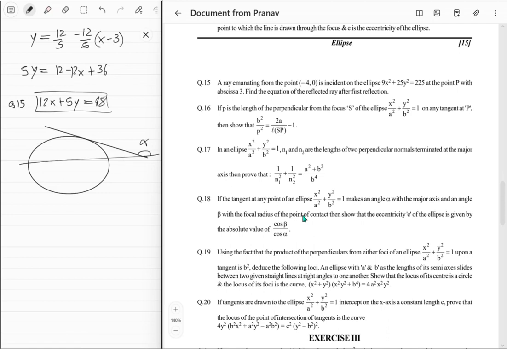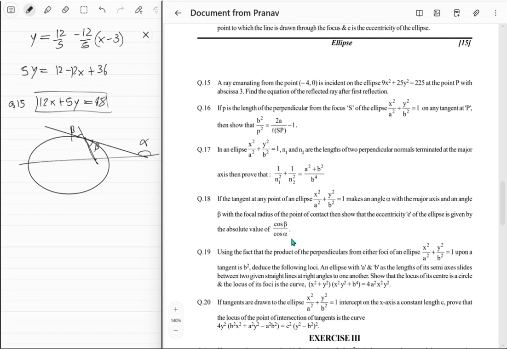Okay, this is alpha. And angle beta with the focal radius of the point of contact. So this would be beta, I guess. Show that the eccentricity e of the ellipse is given by cosine beta upon cosine alpha.